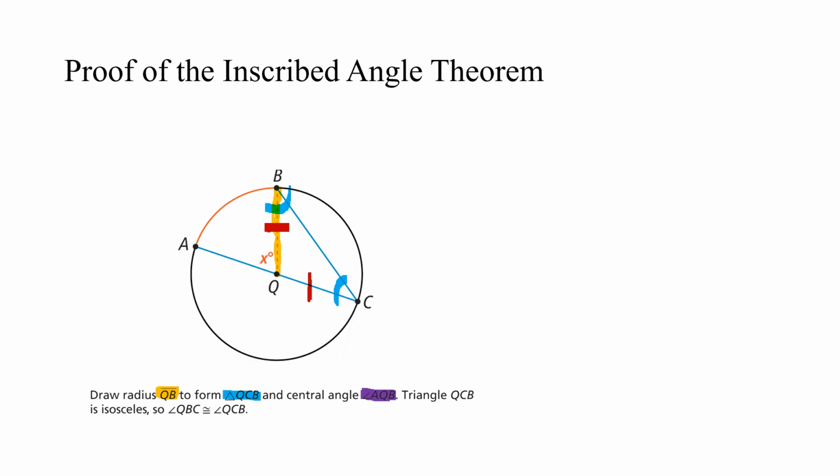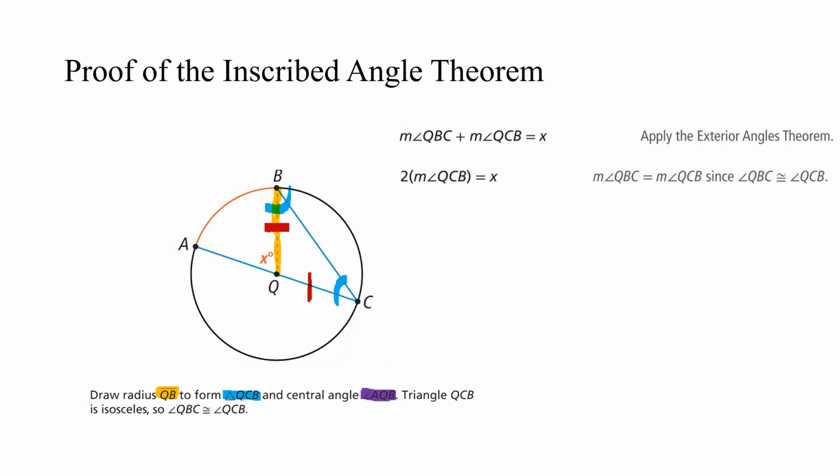So angle QBC is going to be congruent to angle QCB. If I add those two angles, I'm going to get the exterior angle, for which I'm going to use the letter X. Because I know that QBC is the same thing as QCB, I can just add QCB plus QCB, or 2 times the measure of angle QCB, equals X. If I divide both sides by 2, I get that the measure of angle QCB is 1/2 times X.